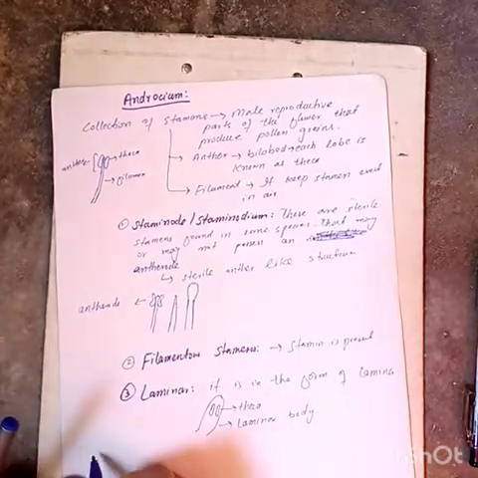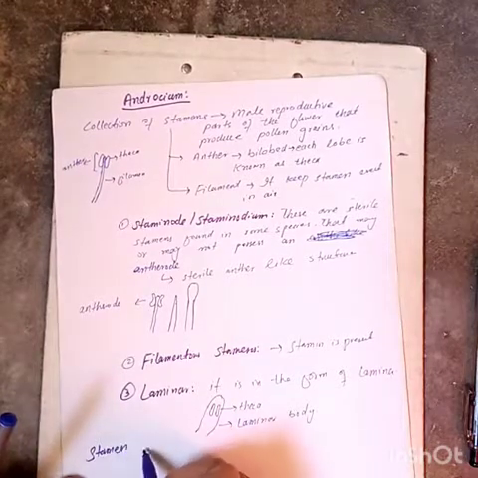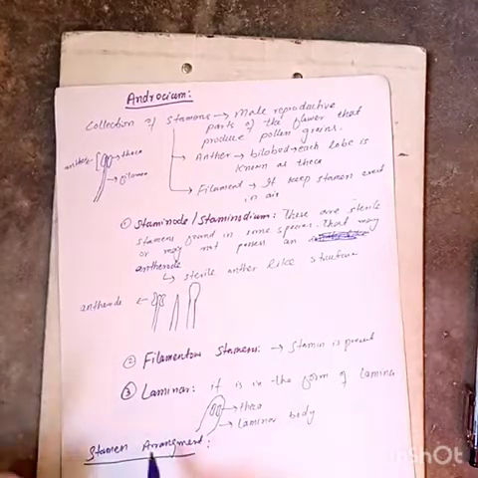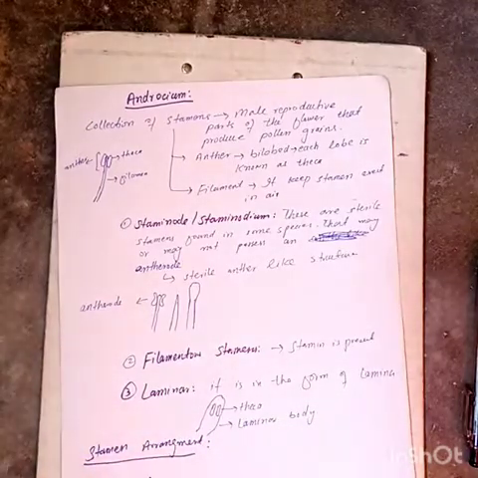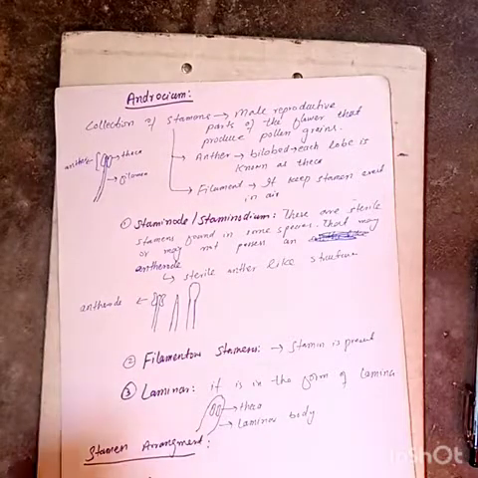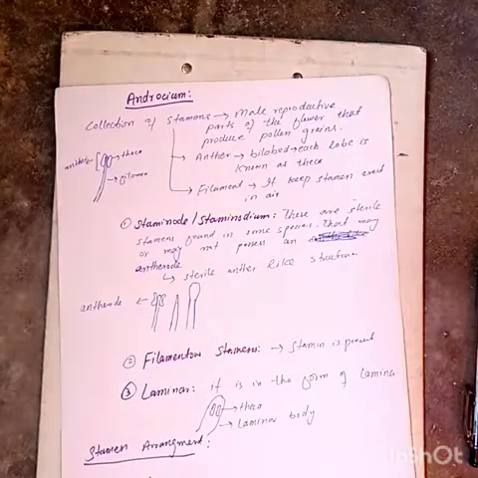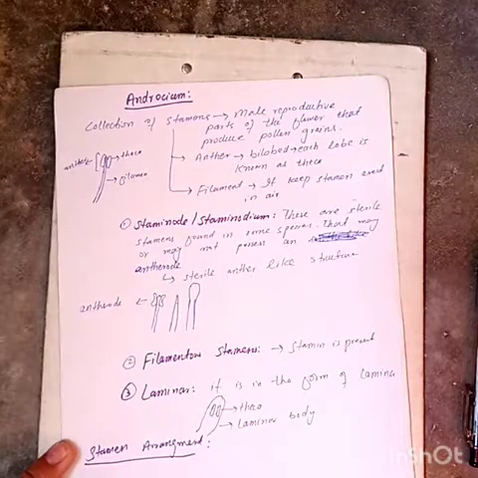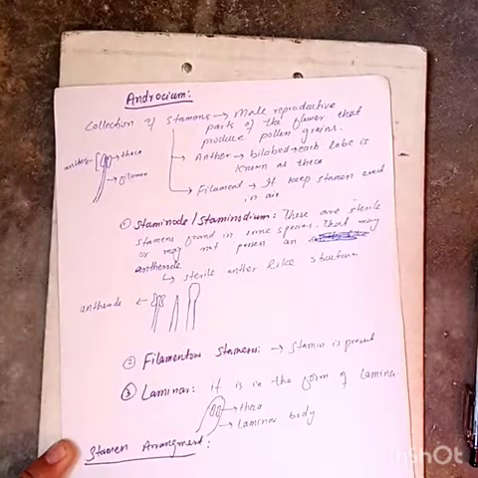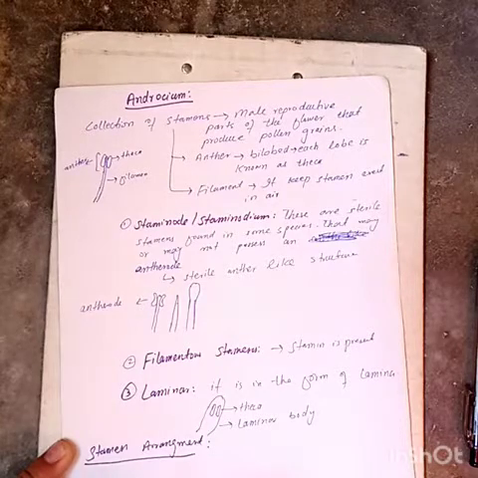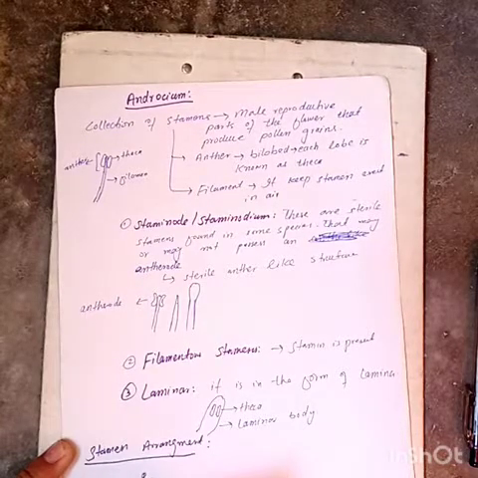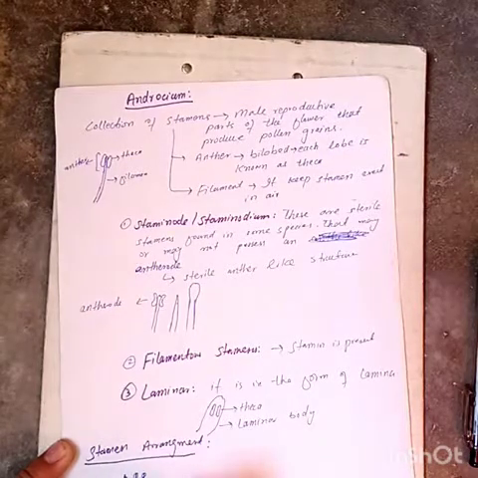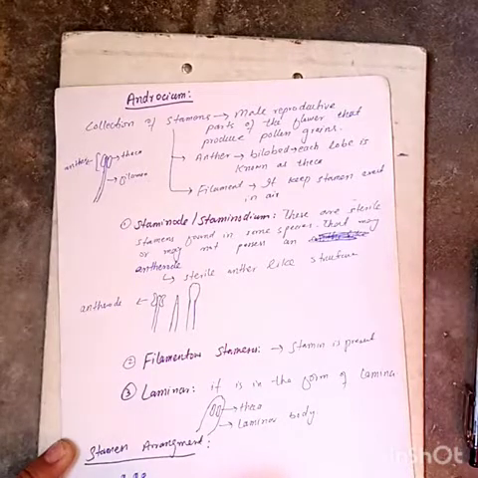Now stamen arrangement. Stamen arrangement means how stamens are arranged in a flower. They are arranged in 3 ways. Number 1, didynamous. They consist of 2 equal pairs. This is pair number 1 and this is pair number 2.